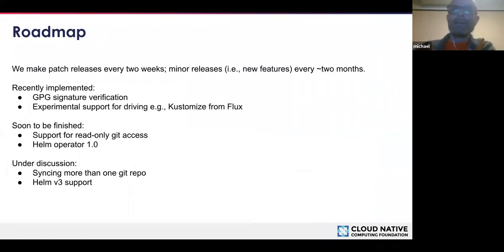Cool, thanks, Daniel. Quickly, it's more of a status thing than a roadmap, perhaps. So some stuff we've added recently, two themes on that. One is being a better sort of Git tool by supporting signatures, GPG signatures. And then the other theme is being a more widely applicable tool. So up to now, Flux has supported essentially YAML files, flat Kubernetes manifests. And we have added support for driving things like Kustomize from Flux recently. And the theme continues, stuff that we're hoping to finish soon by supporting Git repos that we only have read access to.